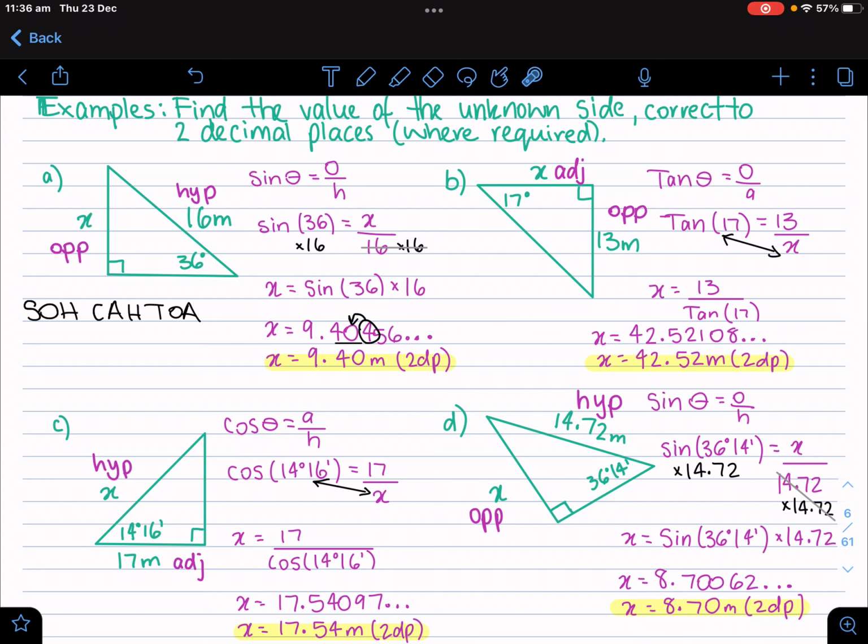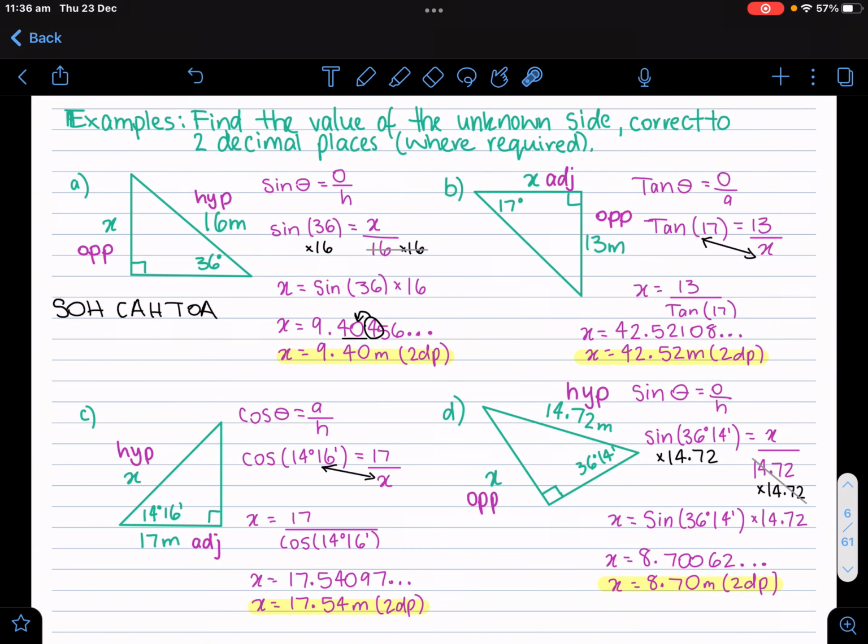So I'm going to sub in what I know. Cos, and my angle is 14 degrees and 16 minutes. That's how we read that, and that's how we type that in the calculator. I'm going to show you how to do that on the Casio FX Pluses. So let's have a look.